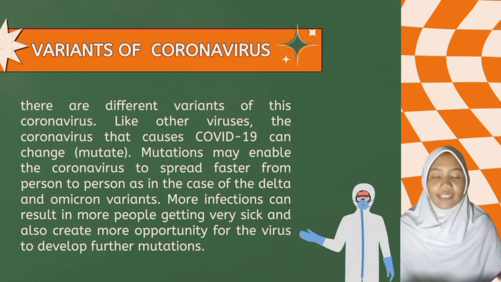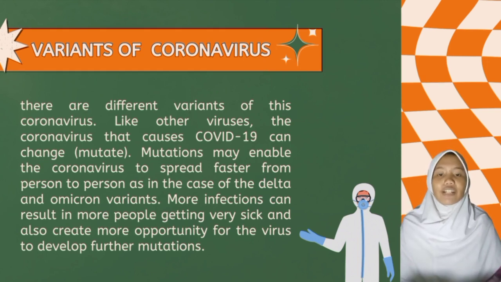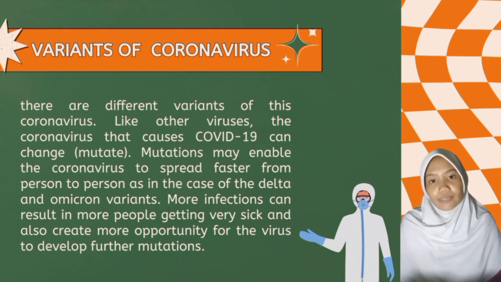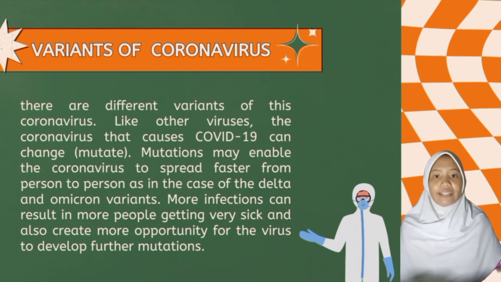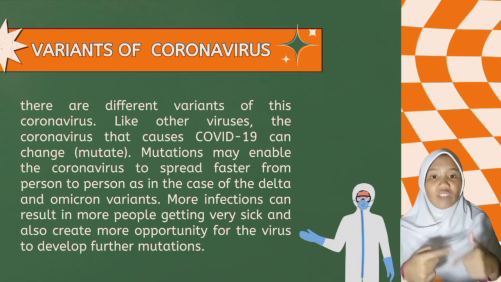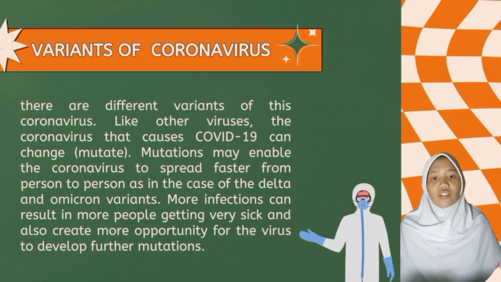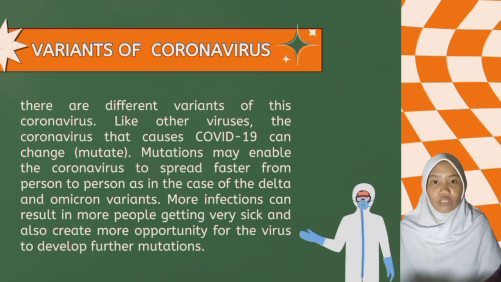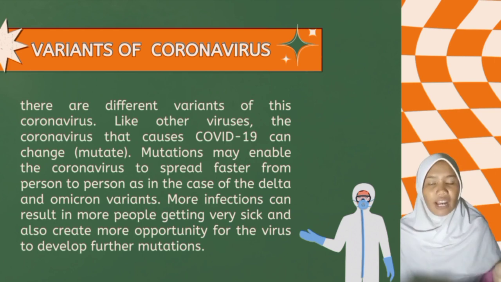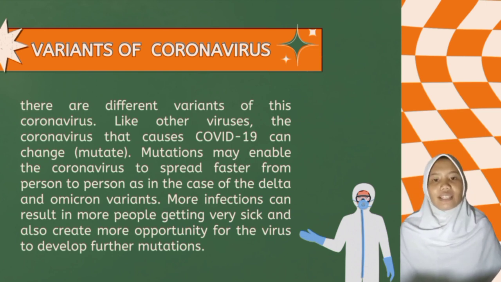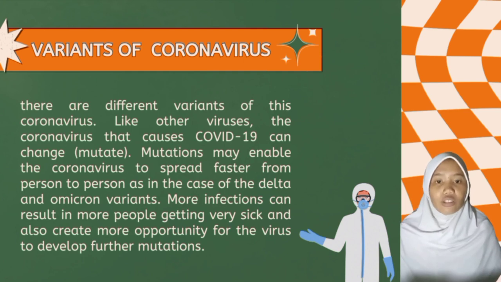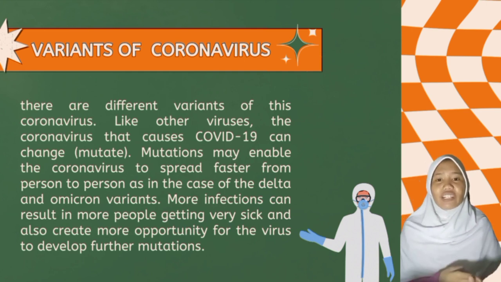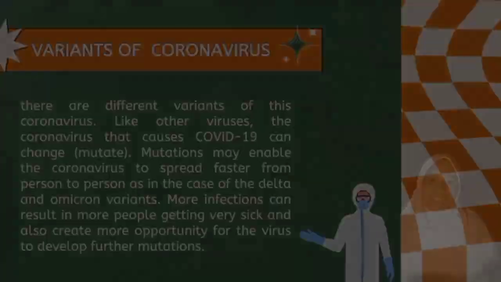Variants of coronavirus. Just like other viruses, coronavirus has many variants or types. The reason behind this is because they can change, as in mutating. The mutating version of coronavirus can spread faster from person to person. Not only that, the virus also gets more deadly as time goes by. So a person who gets this mutated virus of corona gets very sick. And in our case, the corona variants we got are Delta and Omicron, which made us go into pandemic.